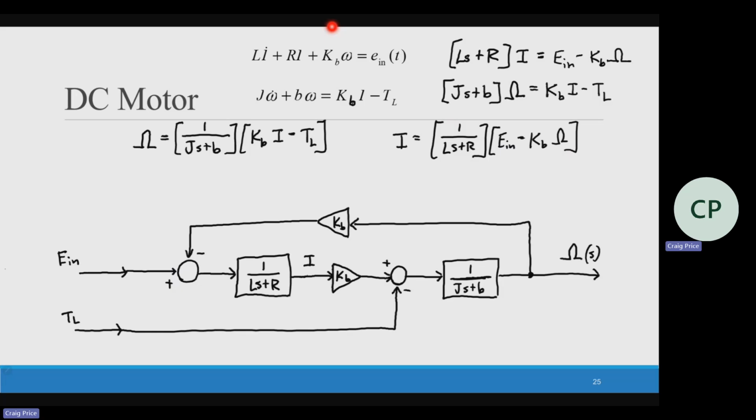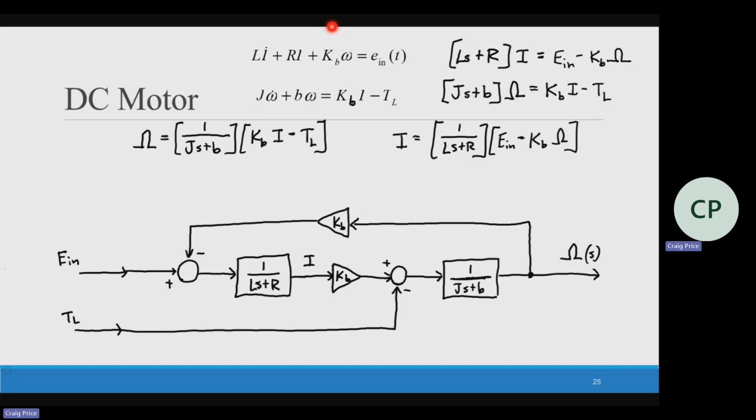So now, if I know what En is, what my load torque is, if I put all these values in, I can specify these in the MATLAB script. I can put them all in the script, and then the block diagram can pull from those values, and from there, I can give it an input voltage and a load torque, and it should spit out what that speed is as a function of time.